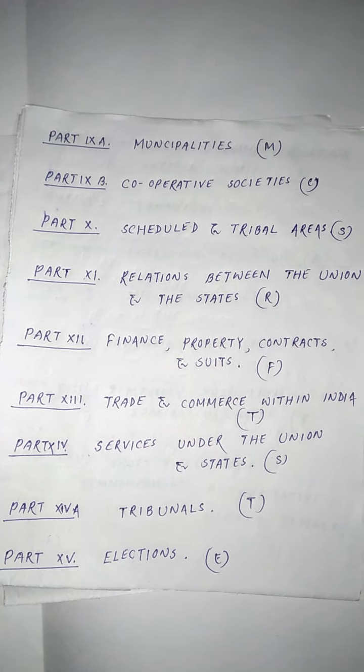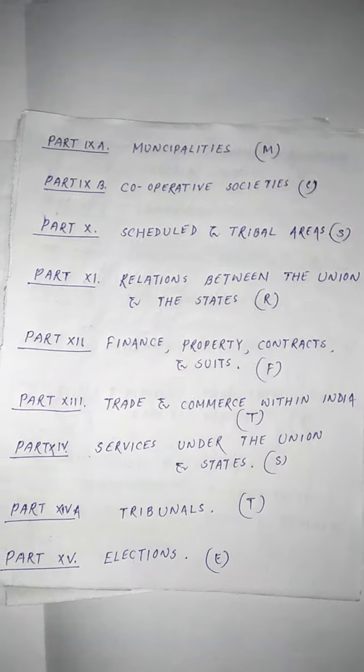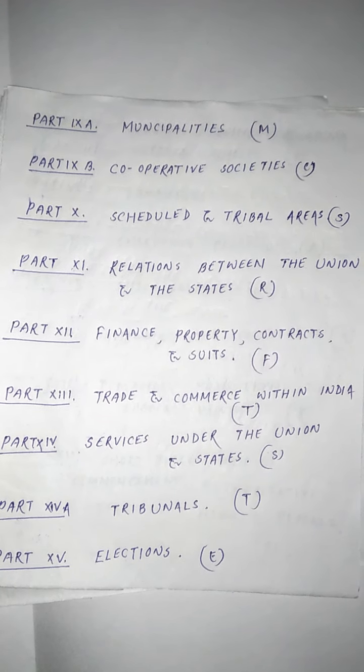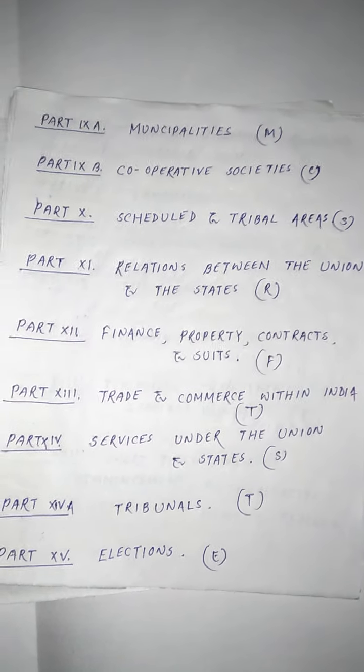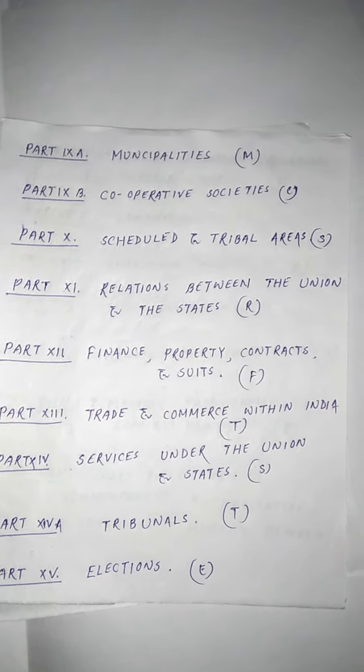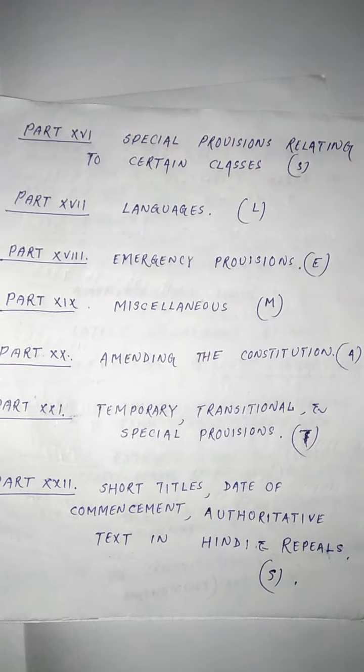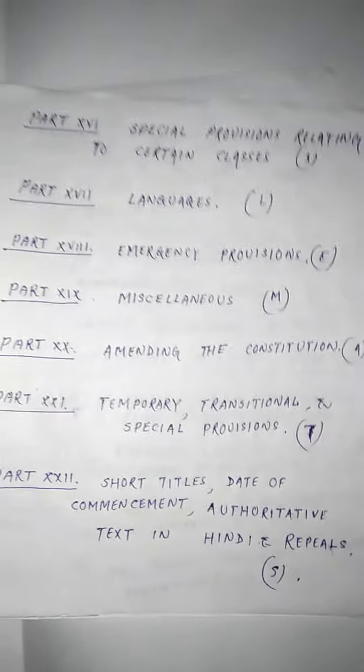Fruit is sweet to eat. E for elections. That is F-T-S-T-E. That is 5. And the next one. This mnemonic is like fruit is sweet to eat. Okay, got it.